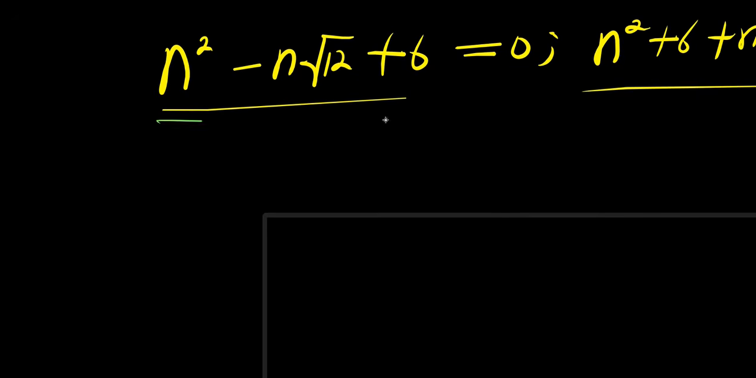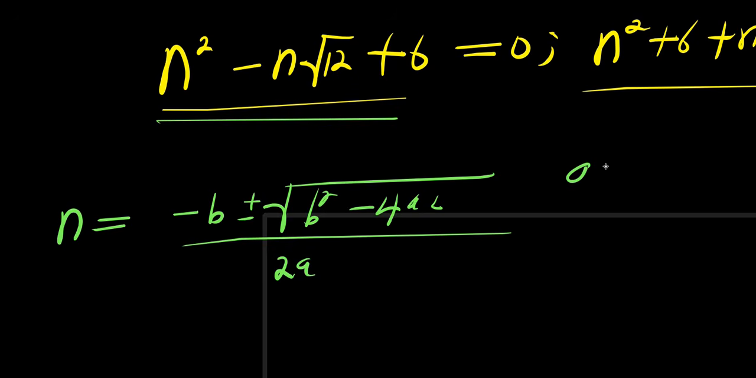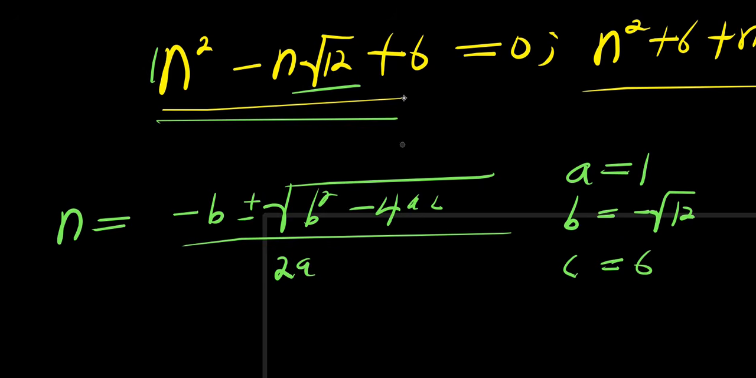We are starting with this one here. Now, let's make use of the formula method of solving this quadratic equation. So right now, my a equals 1, the coefficient of n squared. My b equals negative root 12, which is the coefficient of this. And my c equals 6, which is the constant.